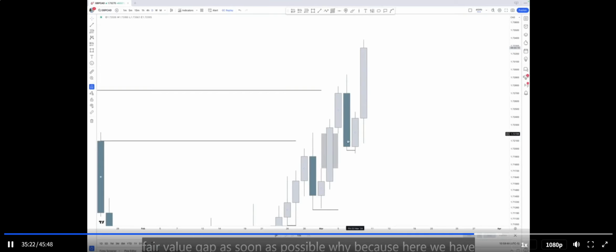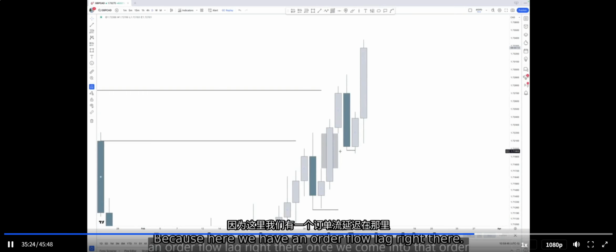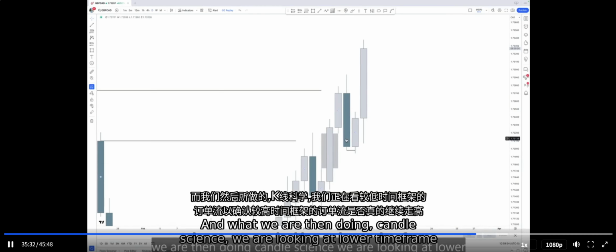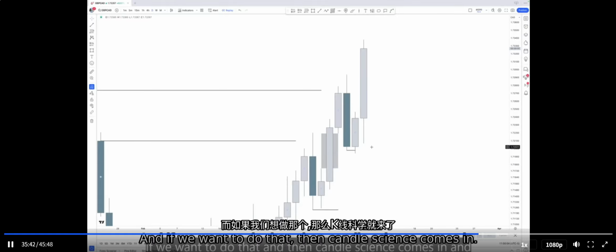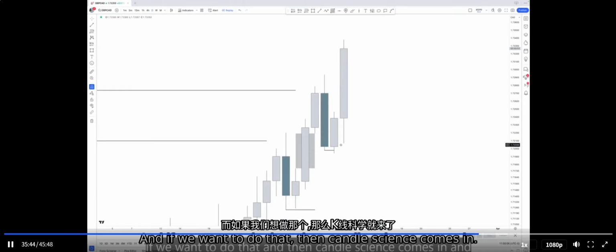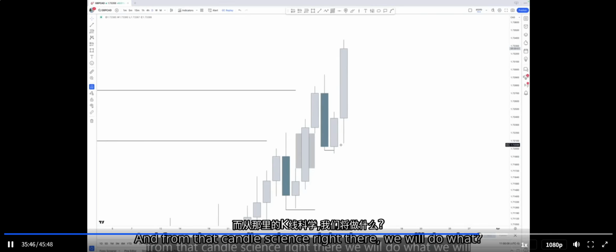Why? Because here we have an order flow lag right there. Once we come into that order flow lag, does that order flow actually want to hold? Well, let's look at candle signs right there. With candle signs, we are looking at lower time frame order flow to see if we want to confirm the higher time frame order flow to actually continue higher. And if we want to do that, then candle signs comes in.